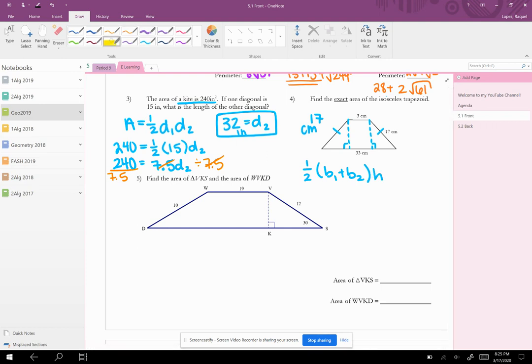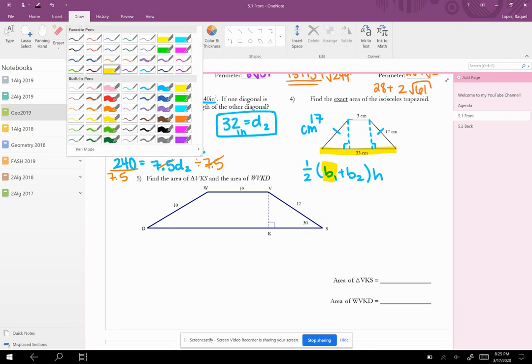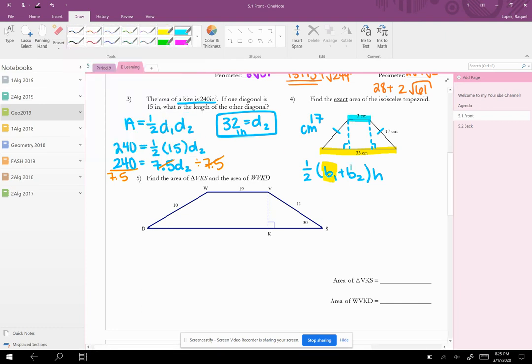I have both of my bases. Okay, so one base is 33. Another base measures 3. Ooh, that blue on blue. Maybe I should have picked a different color. Let's try green. There we go. Okay. What I'm trying to find right now is the height.